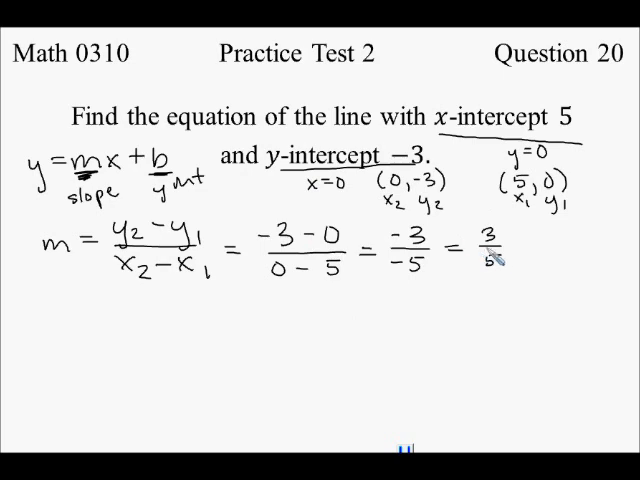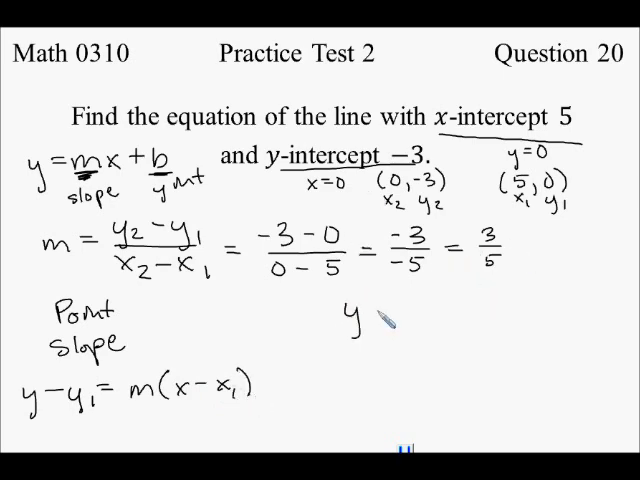Now that we have our slope, we need to get this final equation. To find the equation, we have a slope and at least 1 point, so we can use our point-slope equation. Remember, y minus y1 equals m times x minus x1. Let's use the information we have. We have y minus, our y1 is 0, equals m. We found m was 3/5, so 3 over 5, times x minus x1, and x1 here is 5.